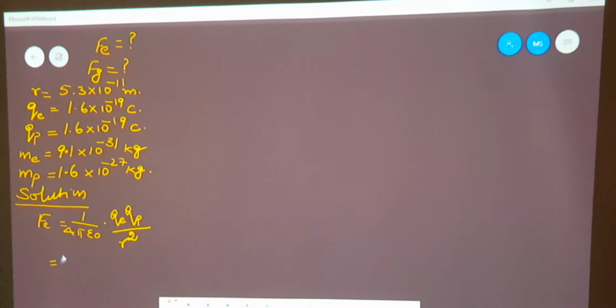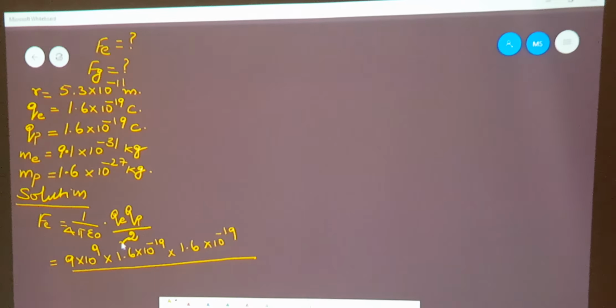Now you substitute the values. What is 1 by 4 pi epsilon 0? It is 9 into 10 to the power of 9, multiplied with, what is the charge of the electron? It is 1.6 into 10 to the power of minus 19 into 1.6 into 10 to the power of minus 19, whole divided by r square, which is 5.3 into 10 to the power of minus 11, the whole square.